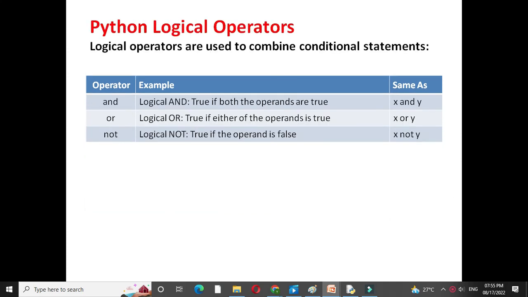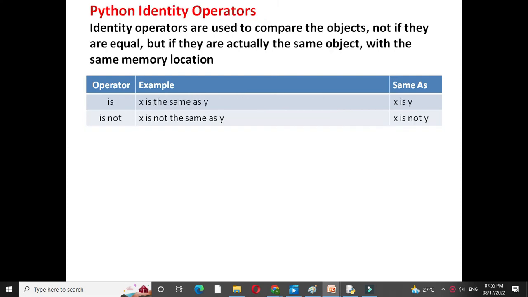Next are logical operators, which are used to combine conditional statements. First is AND, which returns true if both the operands are true. Then OR, which returns true if either of the operands is true. And NOT, which returns true if the operand is false. Then Python identity operators. These are used to compare objects, not if they are equal, but if they are actually the same object with the same memory location. First operator is, that is x is the same as y. And second is not, which defines x is not the same as y.